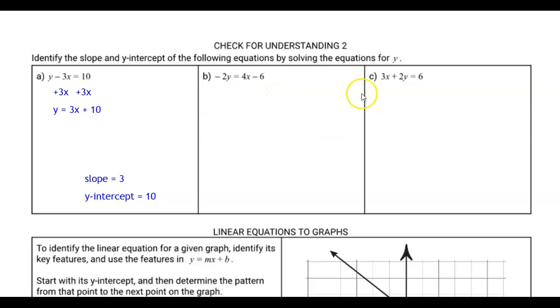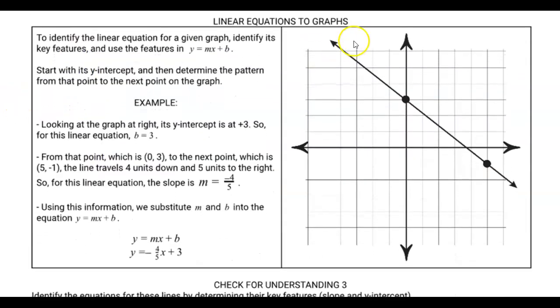Make sure that when you're doing letters B and C, you write down slope and y-intercept like this. Don't just write down the correct equation. Moving on to linear equations to graphs. Let's say I give you a graph and you want to write the linear equation from it. The first thing you need to do when you're looking at the graph is to identify its key features, and then you can take those key features and turn them into the equation.